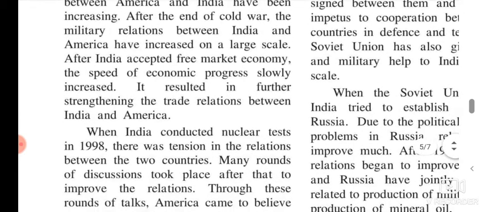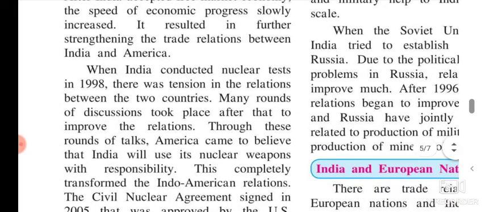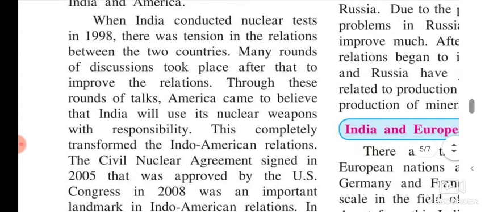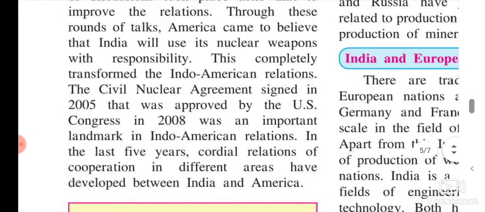After India accepted a free market economy, the speed of economic progress slowly increased. It resulted in further strengthening the trade relations between India and America. When India conducted nuclear tests in 1998, there was tension in the relation between the two countries. Many rounds of discussion took place afterward to improve the relations. Through these rounds of talks, America came to believe that India will use its nuclear weapons with responsibility. This completely transformed the Indo-American relations.